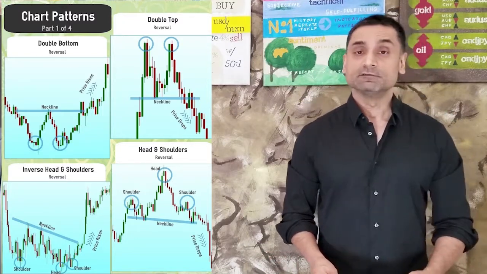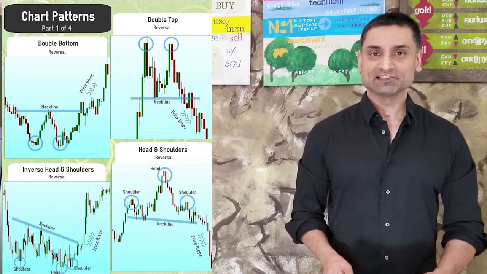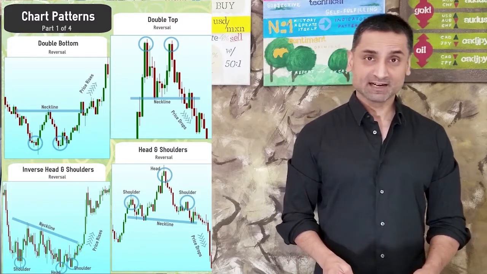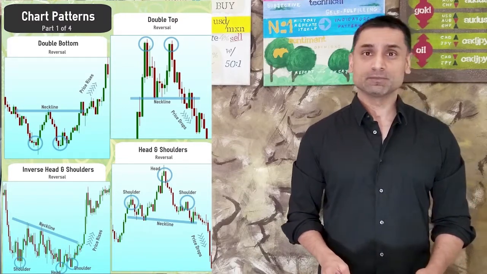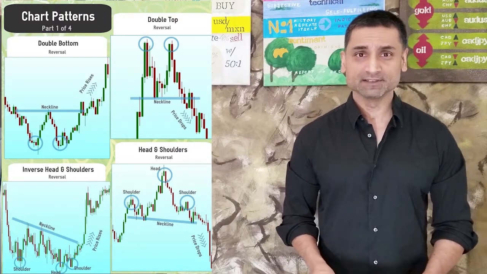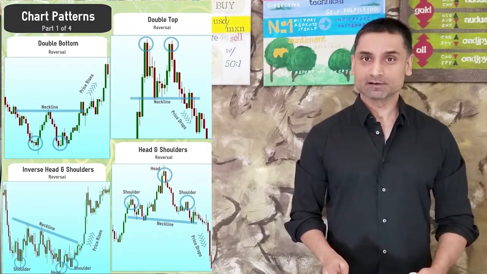The first pattern is the double bottom. It forms 2 bottoms at roughly the same support level, and it has a neckline of the high between the 2 bottoms. This indicates prices are going to rise after the double bottom is completed. And then you have the double top, which is the opposite of the double bottom.